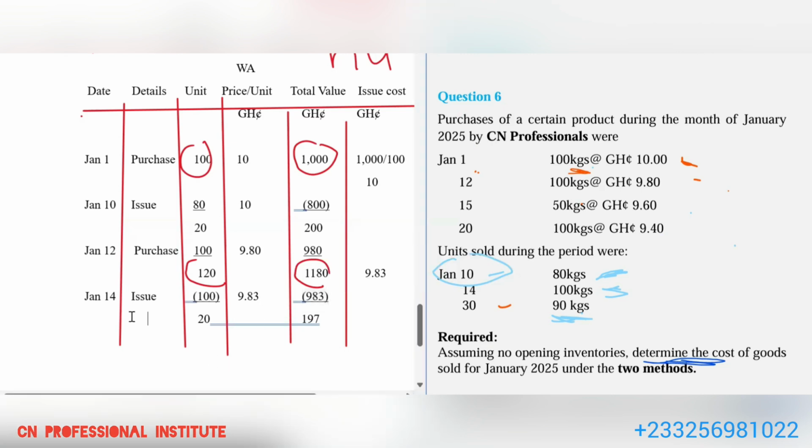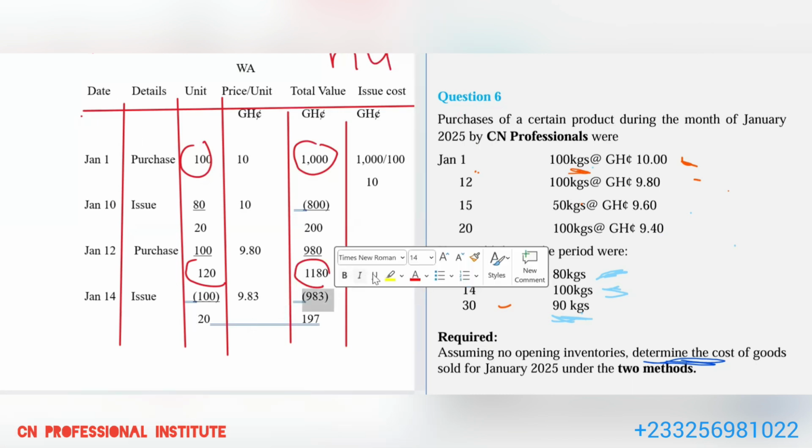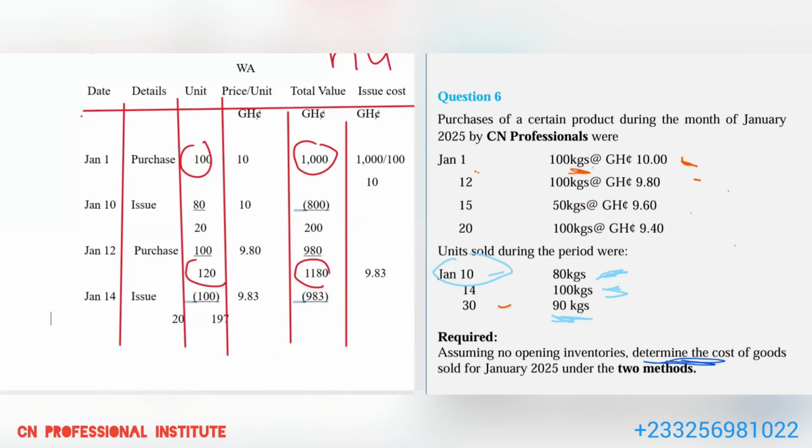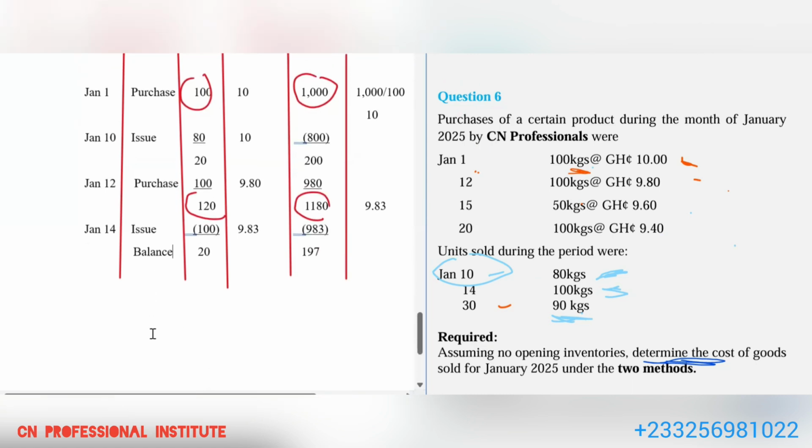Let's continue. So we can rename this one as what? Balance, right? And we can name this one as what? Balance. Okay. So let me underline this one. So I said we can name this one as balance.